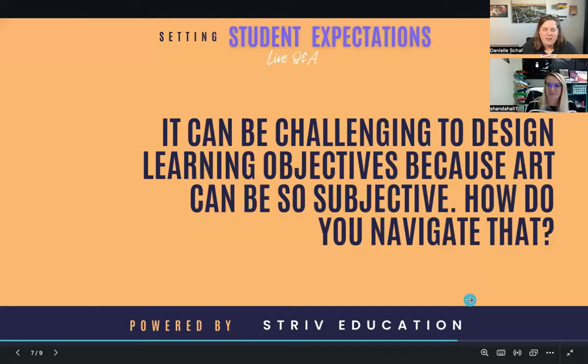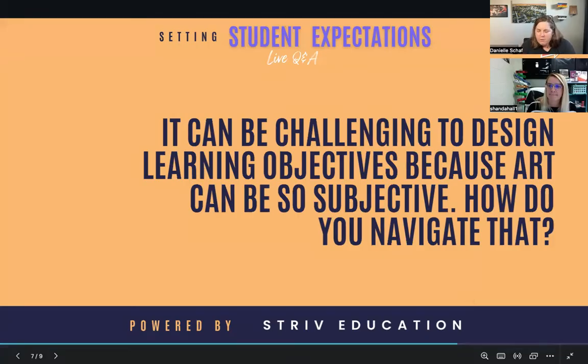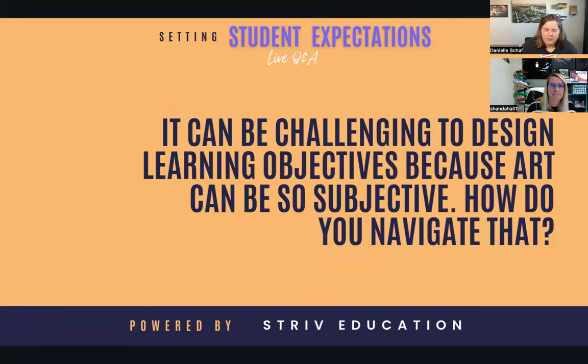The next question is, I always come back to digital media and content creation all falling under the umbrella of art. And because it is art, learning objectives and expectations can be difficult, because art is so subjective. How do you go about navigating that, and what advice would you give to teachers?